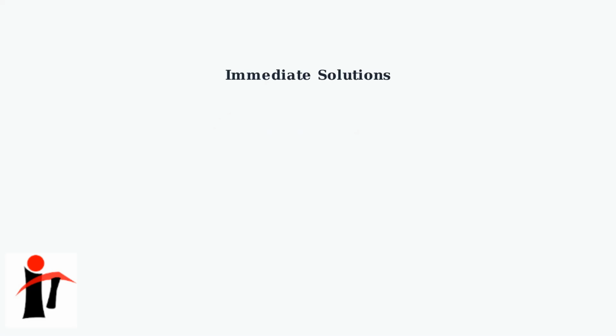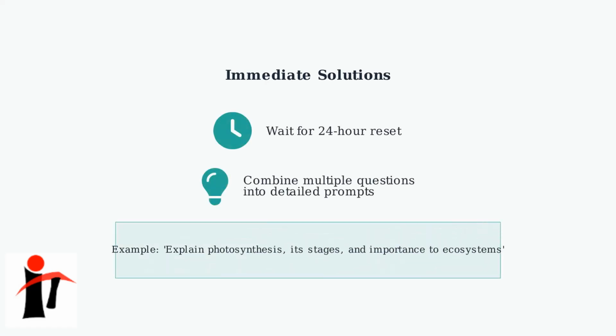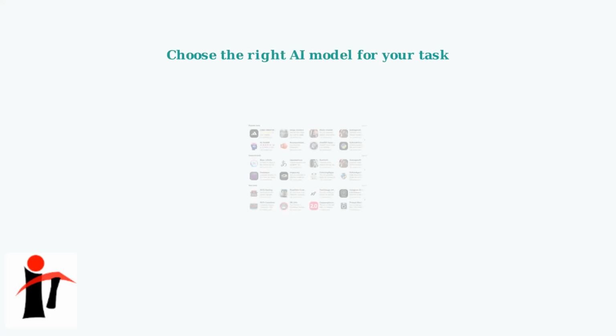There are immediate solutions you can implement. First, wait for the reset, which occurs exactly 24 hours from your first daily interaction. You can also optimize your message usage by combining multiple questions into single detailed prompts. Remember that different AI models may have varying consumption rates, so choosing the right bot for your specific task can help you make the most of your daily message allowance.